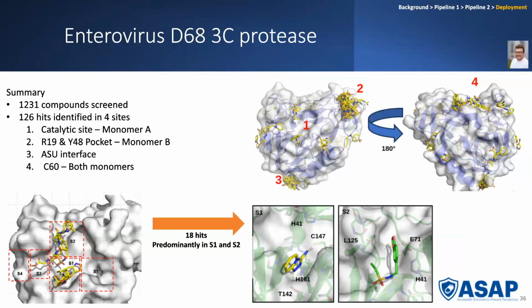So the first target that we are looking at doing this for is the enterovirus D68 3C protease. The fragment screen for this was led by Ryan Lithgow, and he presented a talk at this forum, so please check that out if you want to learn more about the target. But essentially we screened over 1,000 compounds against this target. And for design purposes, we focused mainly on fragment hits against the catalytic site, which exists on monomer A. So against this site, there are 18 fragment hits that predominantly bind in these S1 and S2 regions in the pocket.